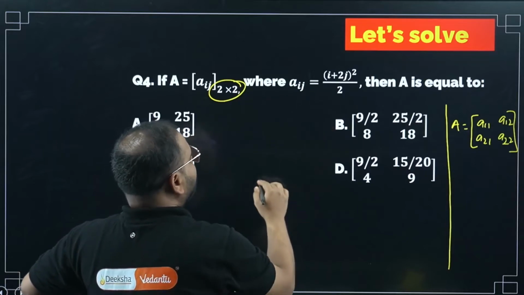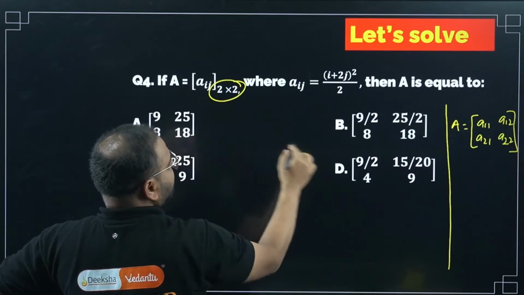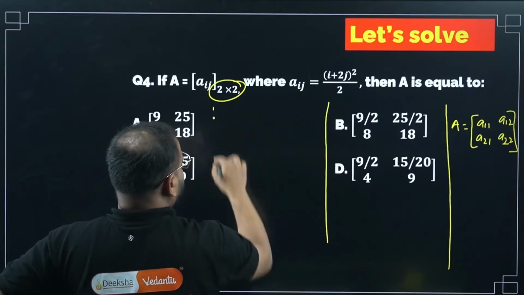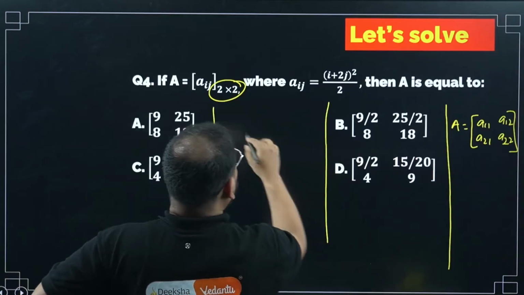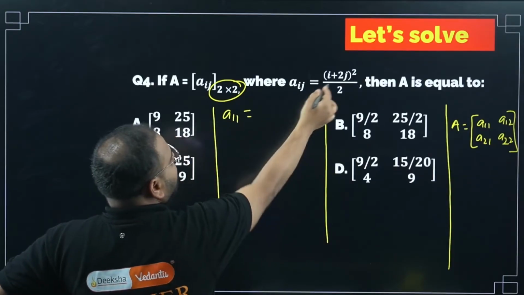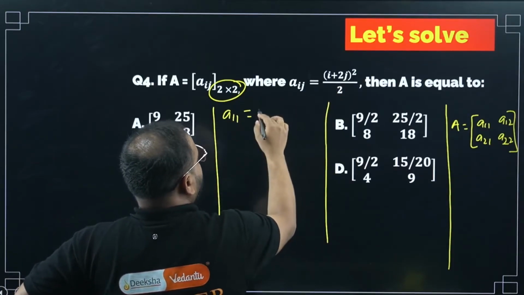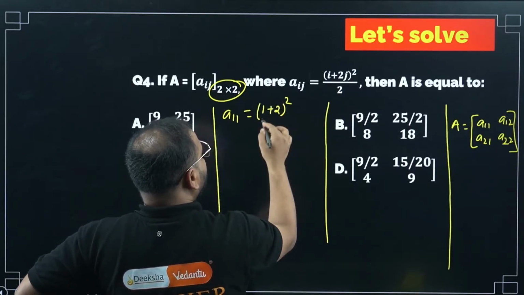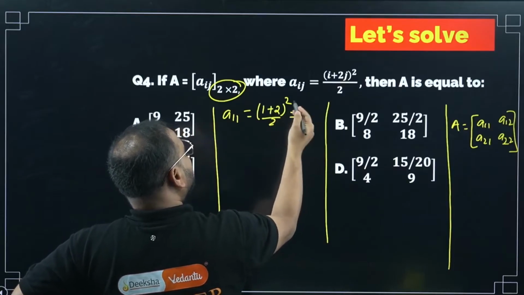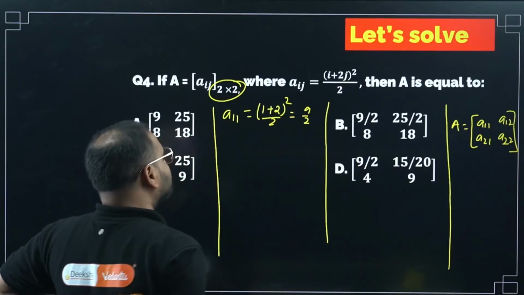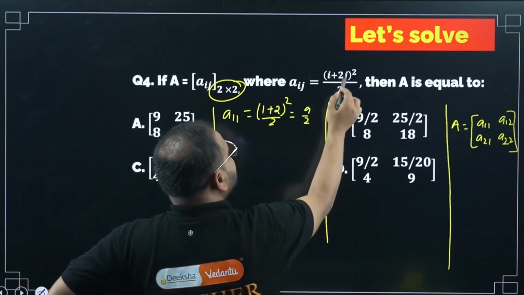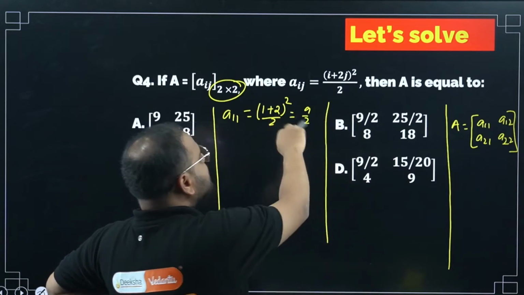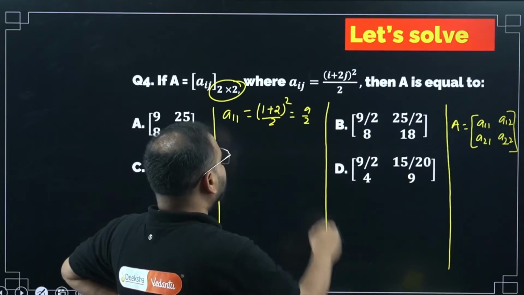So if I have to write for this one, I can solve here. Please forgive me for the space. A11 can be written as what, bacha? It will be 1 plus 2i, so 1 plus 2 into 1, which will be 2 only, square by 2. 3 square by 2 is 9 by 2. Check: i is 1, j is 1, so 2 into 1 is again 2, 2 plus 1 is 3, 3 square is 9 by 2. So my A11 is 9 by 2.